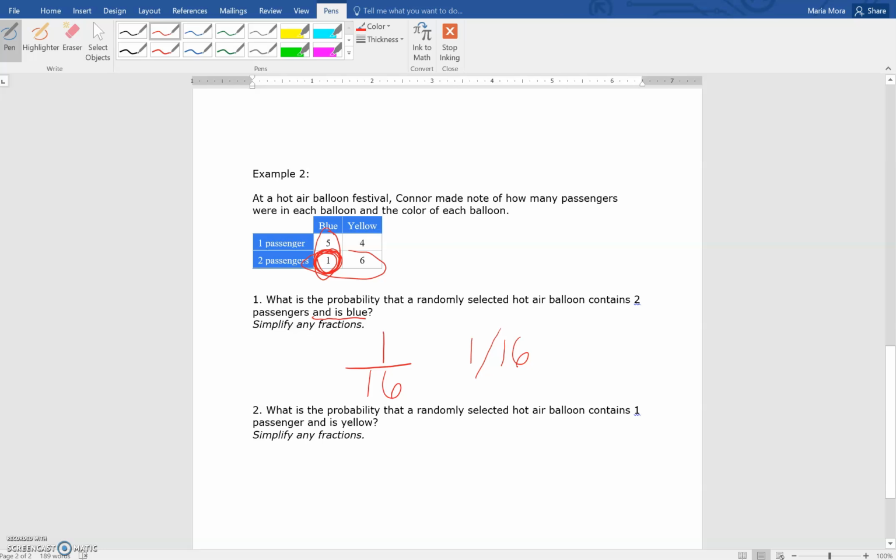Question number 2 says, what is the probability that a randomly selected hot air balloon contains 1 passenger and is yellow? So 1 passenger would be here, and this yellow would be here. So that would be 4 out of 16. And we can reduce that by dividing the numerator and denominator by 4, so we get 1/4. So the probability is 1/4, and you would write that on IXL as 1/4. Let me know if you have any questions.